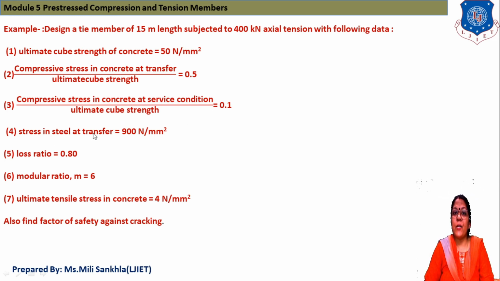Stress in steel at transfer is 900 Newton per mm square. Loss ratio is 0.80. Modular ratio is equal to 6. Ultimate tensile stress in concrete is 4 Newton per mm square. And also find the factor of safety against cracking. Okay, we design, and also we find the FOS.